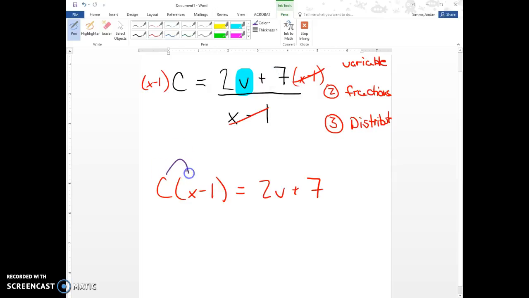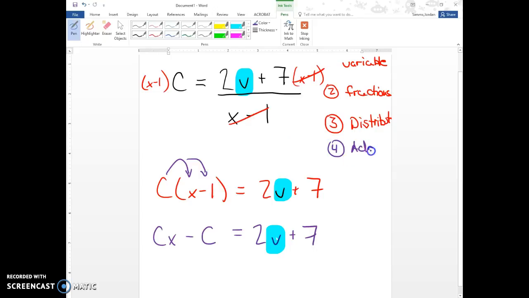Alright, so let's distribute. I'll multiply the c. So that's going to give us cx minus c equals 2v plus 7. Remember, we still want v by itself here. Alright, so let's not lose track of that. Step 4 then would be the addition property. And step 5 would be the multiplication or division property, right? Basically just algebra from there.